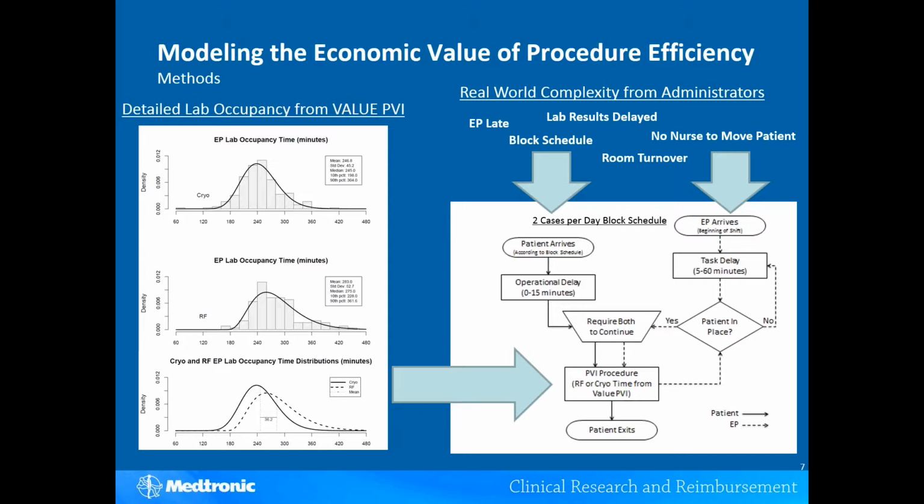And then as a separate part of the process, the EP arrives at the beginning of his shift. And what he will do is he will start doing things that he thinks are useful. So he doesn't just run in and stand next to the operating table and wait for the patient to come. He's busying himself with what he thinks are useful tasks. So I call these task delays. They may go anywhere from 5 to 60 minutes.